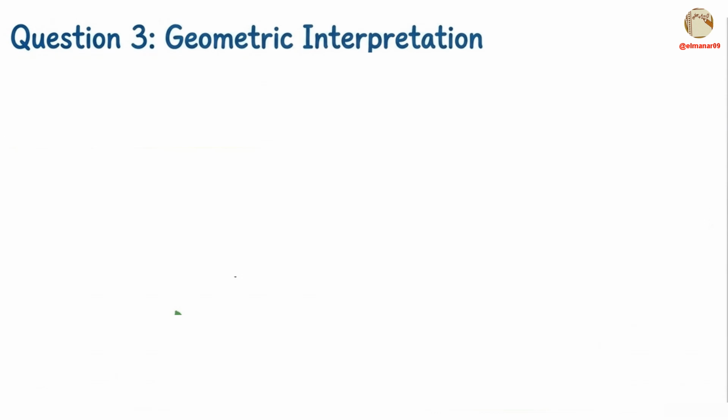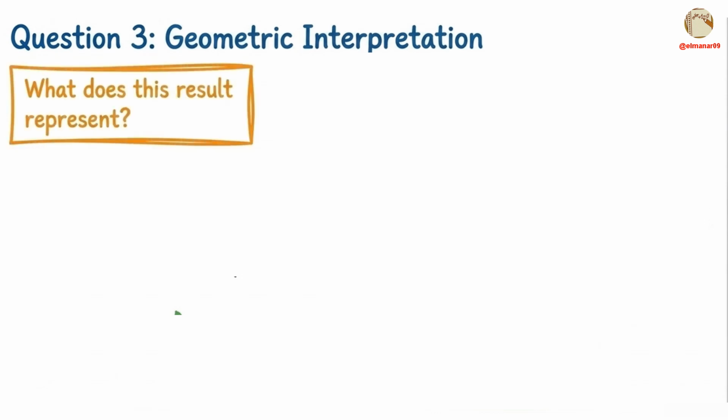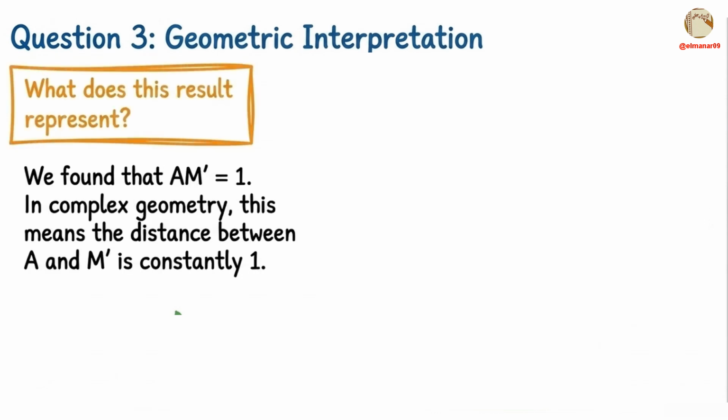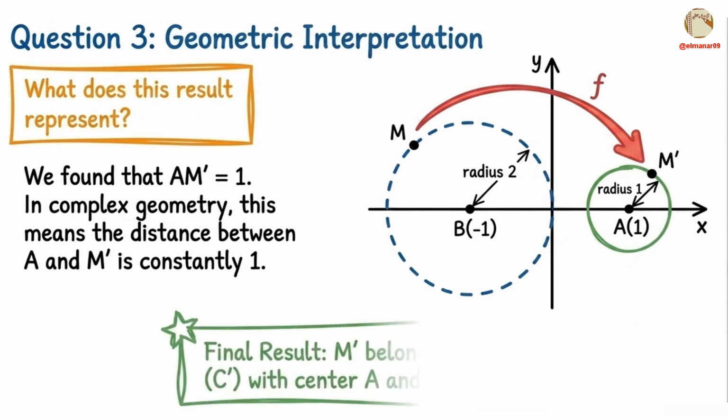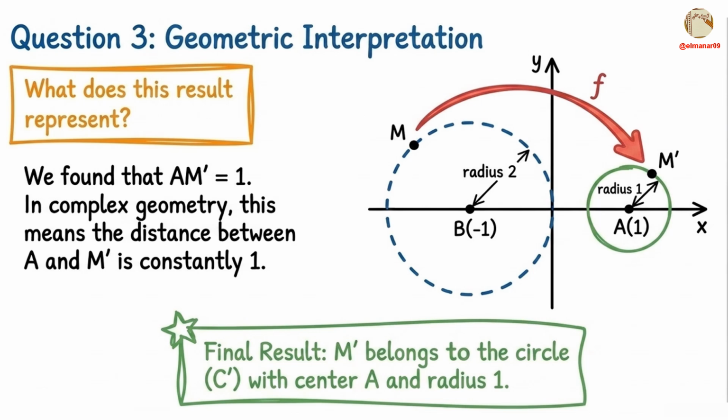Look at the result. Because the distance between point A and point M' is constantly 1, M' is trapped on its own path. It must belong to a circle, C', with its center at point A and a radius of 1. As the blue dot M orbits point B, its red shadow M' orbits point A. This transformation has essentially shrunk and shifted the movement.